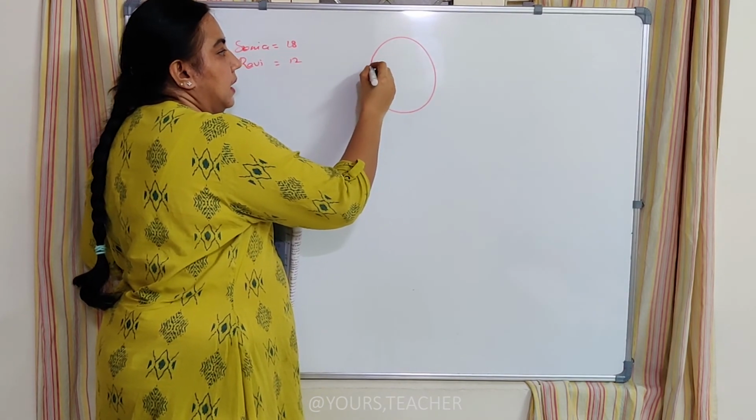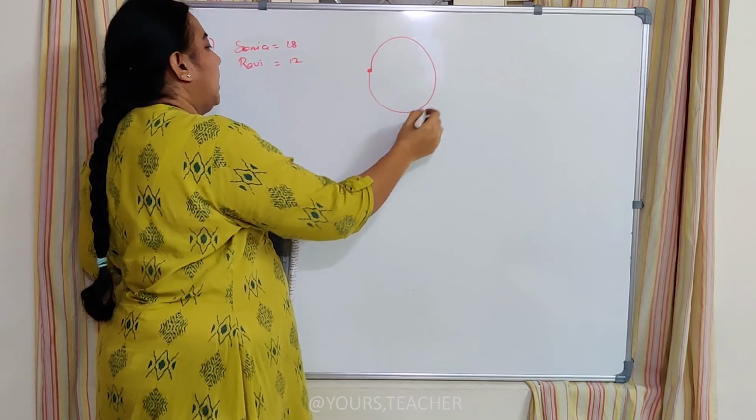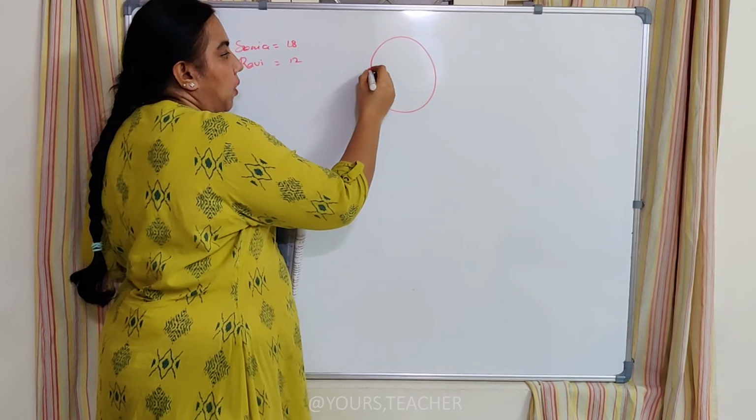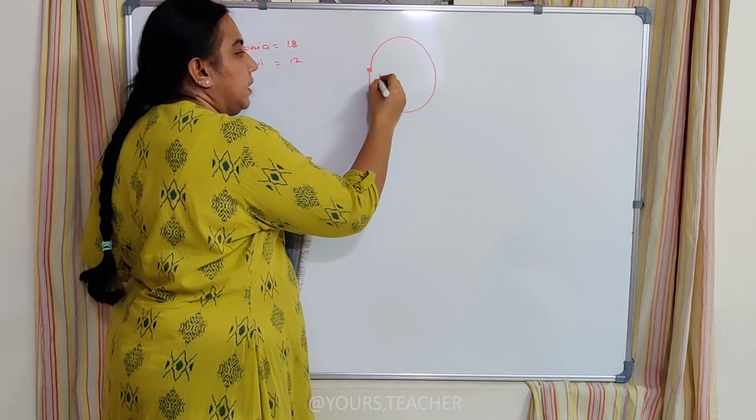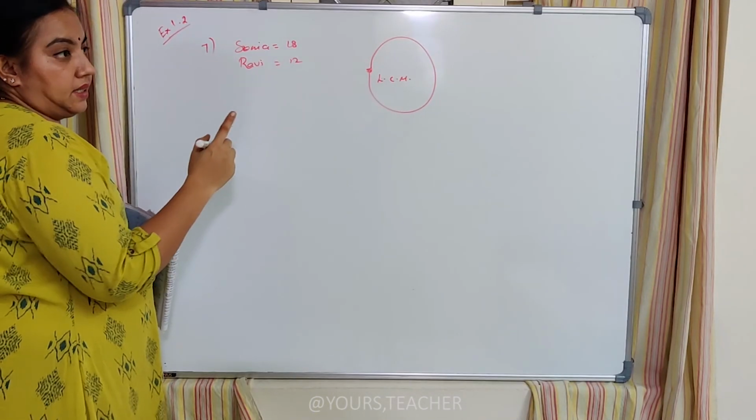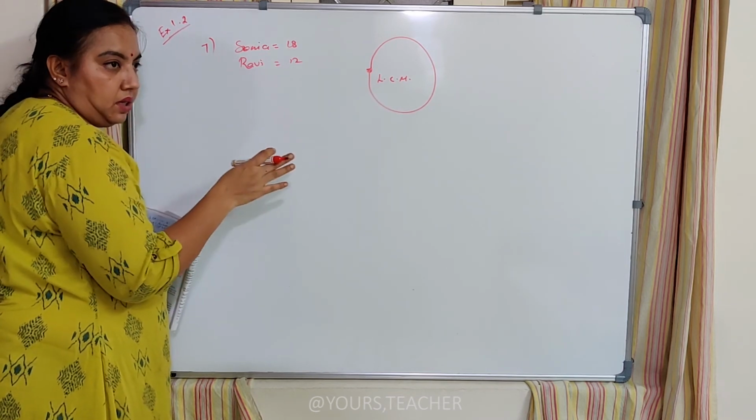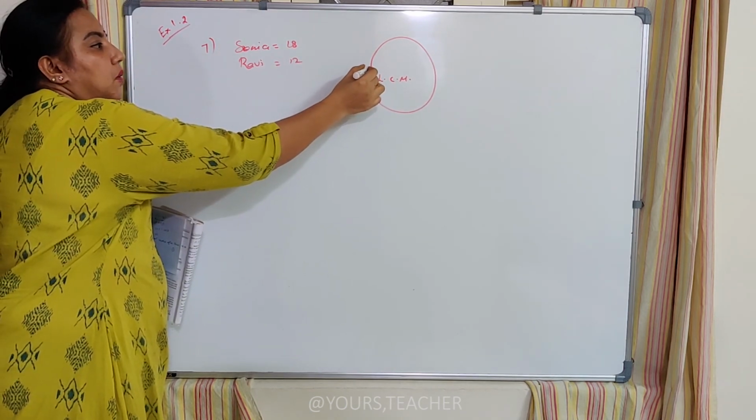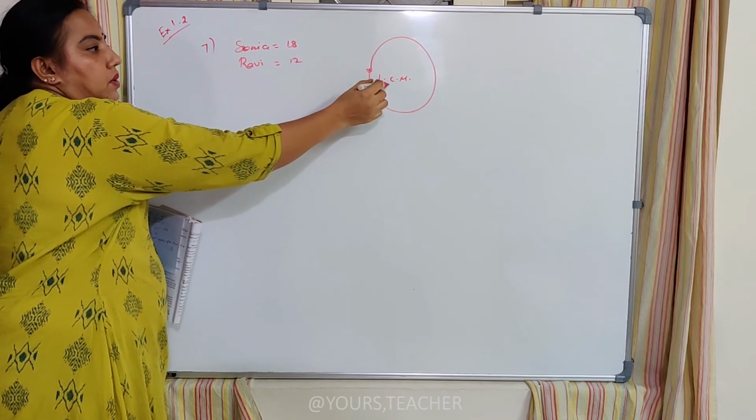They are starting at this point. Sonia takes 18 minutes to go around. Ravi takes 12 minutes to go around. At what time will both of them reach the starting point? To find that, we are going to find the LCM of these two numbers. When we had to find the lowest number of rows or columns, we used HCF. To find at what time both of them will meet at the same point, we are using LCM.